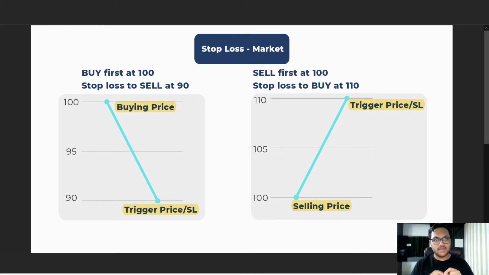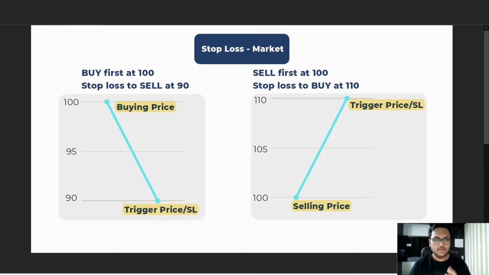So this is a limit order, right? I want to buy exactly at this price. I do not want to pay more than that, or I do not want to sell for less than that price. So when you are placing a buy limit order, you are saying that I do not want to pay more than this amount. Now let's quickly summarize stop loss market and stop loss limit.